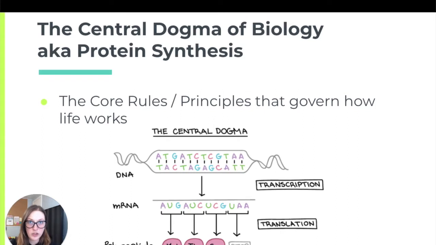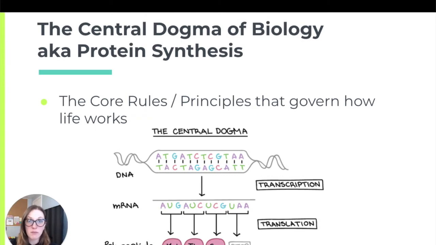So as the video mentioned, this process of creating proteins is central to life. Without proteins, we would not be living organisms because they perform all the jobs inside of our cells. So this is why this series of steps is referred to as the central dogma, or central core rules or principles that govern how life works in biology.